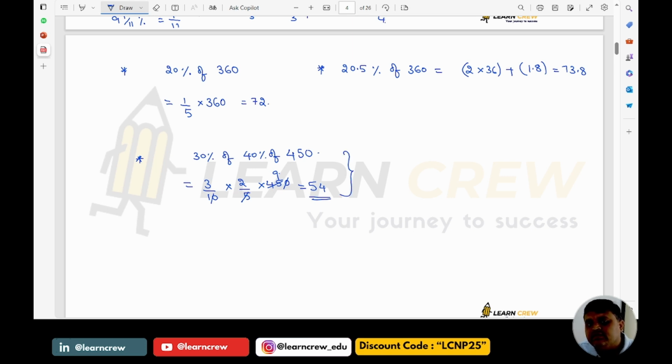And see, without using any paper and pen, how to solve. So first you need to find out this one. 40% of 450. 10% is how much? 45. 40% means 4 times of 45, 180. In 180 you require 30%. In 180, 10% is 18. 30% means 3 times of 10%, 3 times of 18, which is 54. For this, you need to be comfortable with the basic calculations, addition, subtraction, multiplication, tables, and so on.